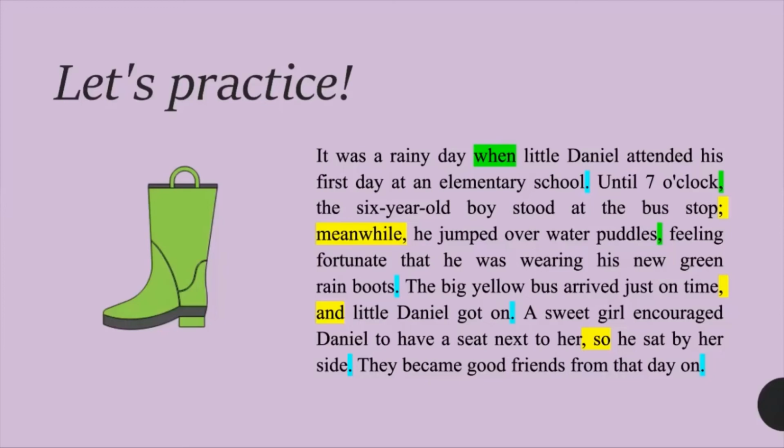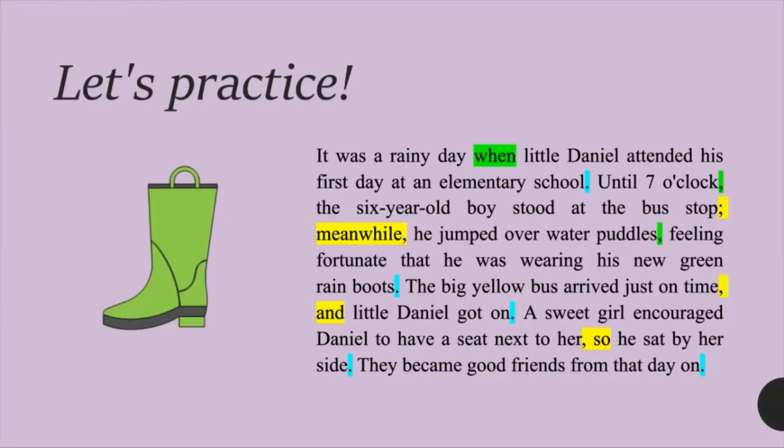For the first sentence: It was a rainy day when little Daniel attended his first day at an elementary school. We've got a complex sentence. We know this due to the subordinating conjunction when, and as the last one is located right after the independent clause, we mustn't use a comma to join the clauses. Only a period is required to mark the end.